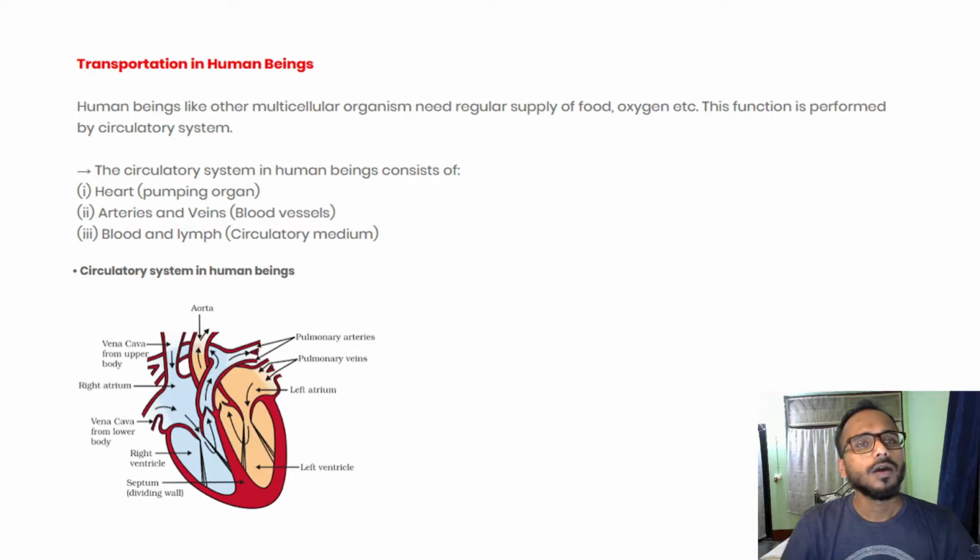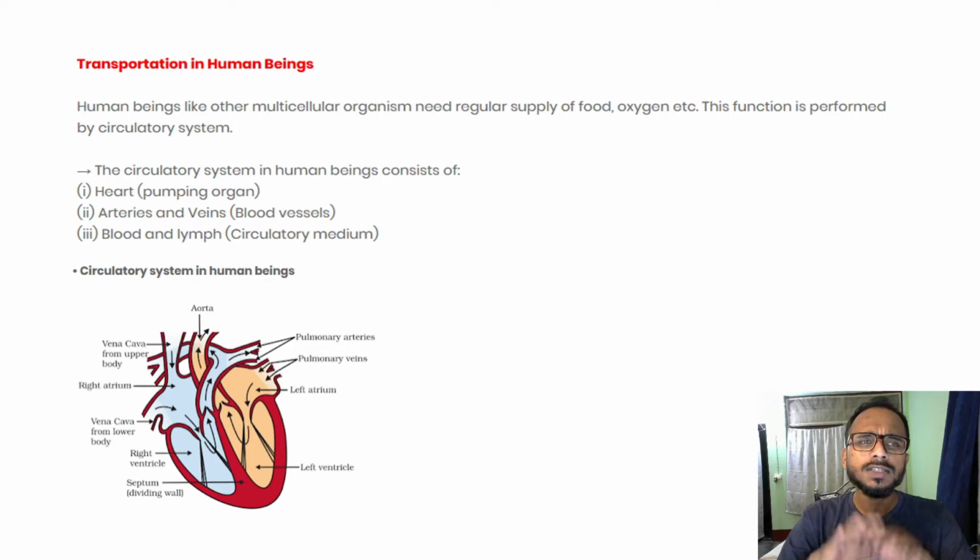Okay, in transportation in human beings, human beings, like any other, we are very advanced animals. So we need regular food and oxygen, we need air. We cannot stay without oxygen for more than 3 minutes. Hardly 3 minutes if anyone can survive. Then we need food also for our energy, for our day-to-day activities.